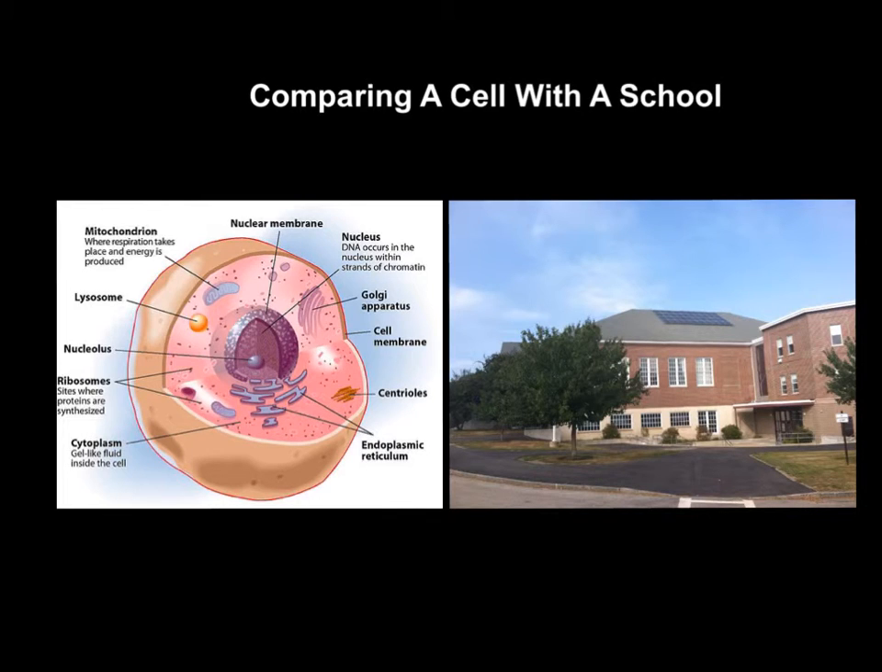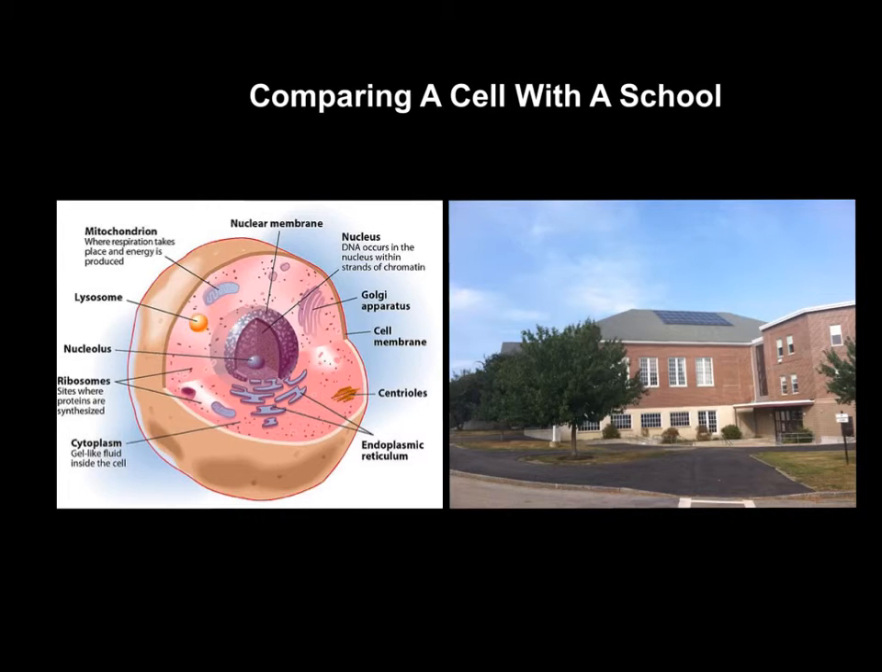I'm going to compare a cell with a school. The school has a structure of a building which is like the cell wall. The walls of the inside is like the cell membrane because the walls are everywhere.